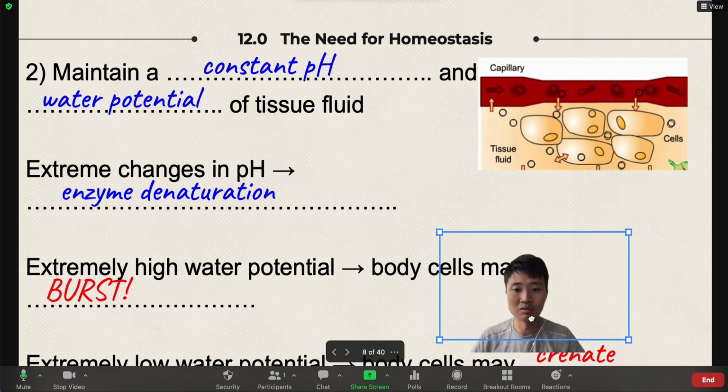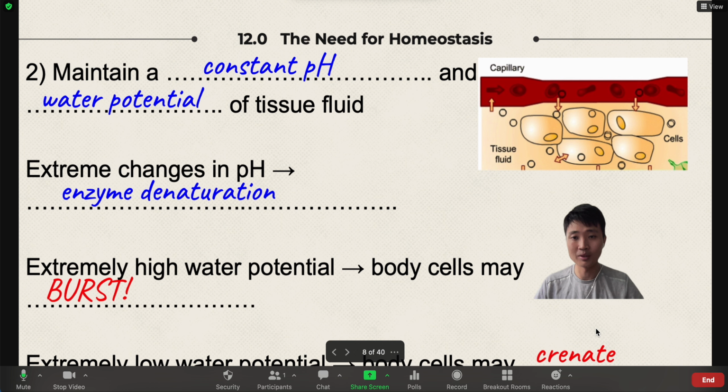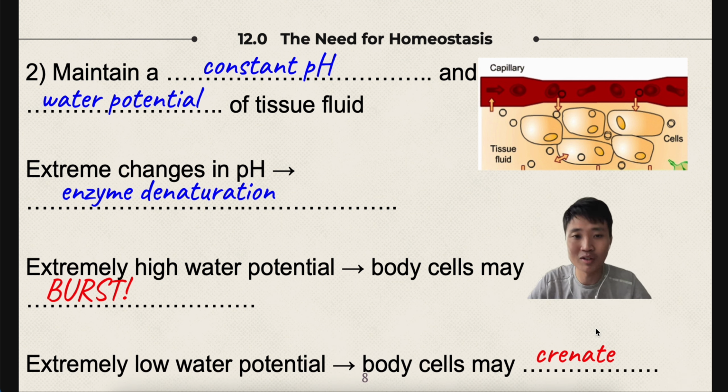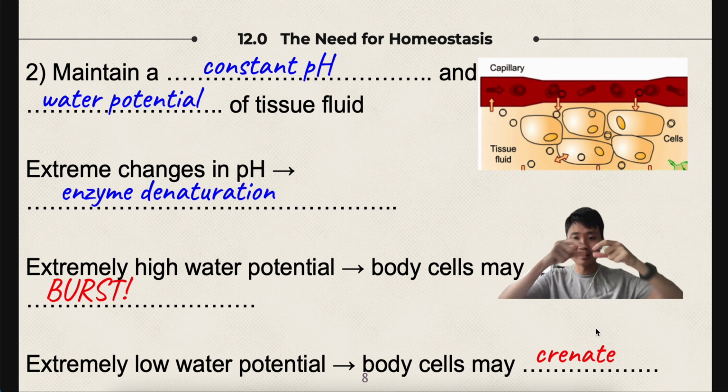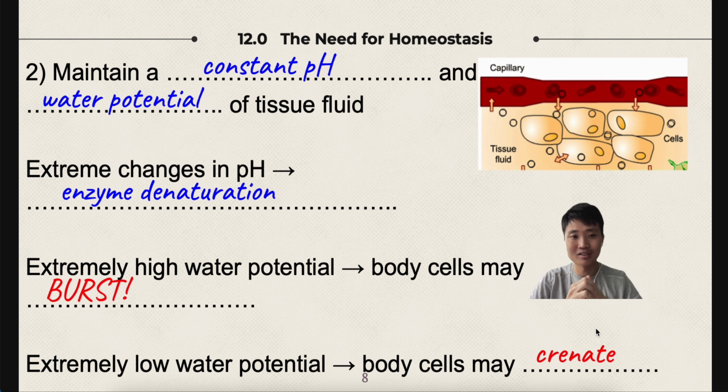Now, number two, maintain your constant pH and water potential of the tissue fluid. The diagram above should serve as a reminder of what tissue fluid is. There's your capillary, and then the tissue fluid that's surrounding the cells, correct? Where the exchange of substances takes place via diffusion. So if there's going to be a sudden change in pH, there's going to be enzyme denaturation. So then the question is, does the tissue fluid have enzymes?